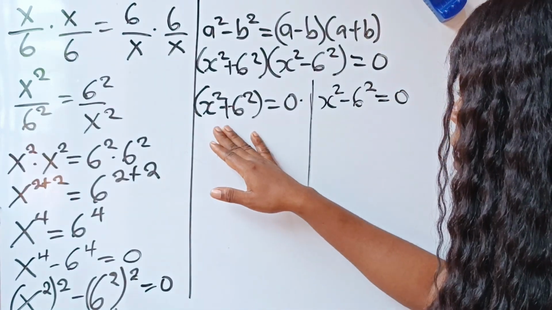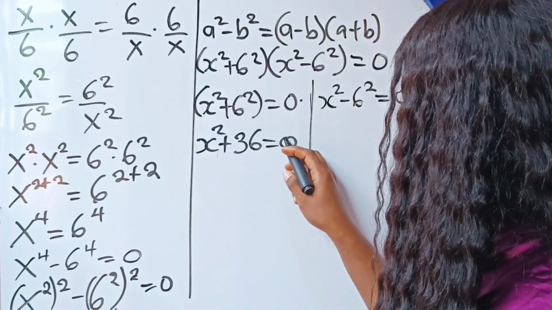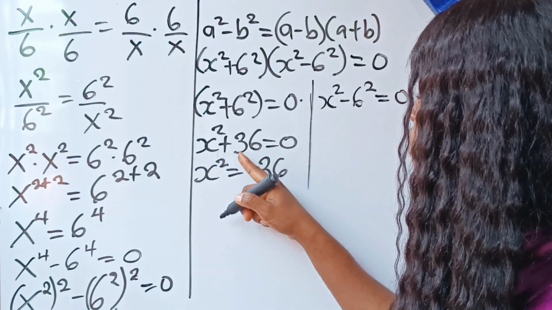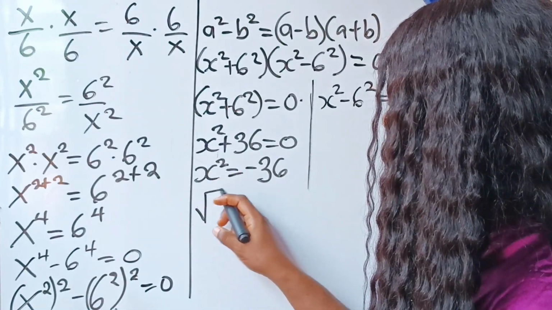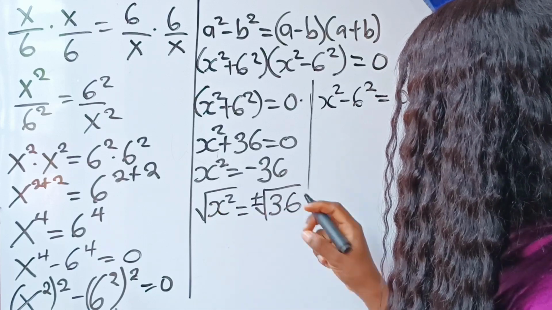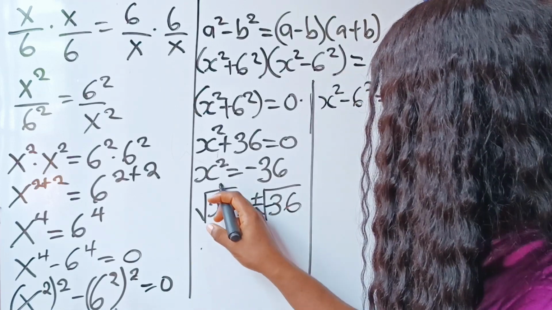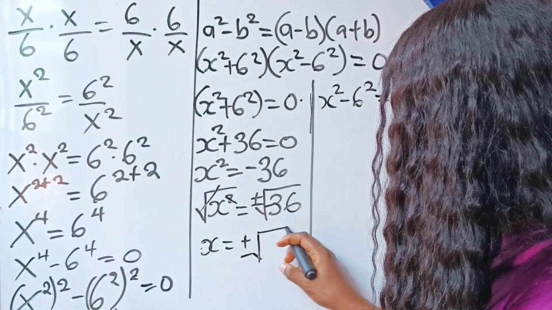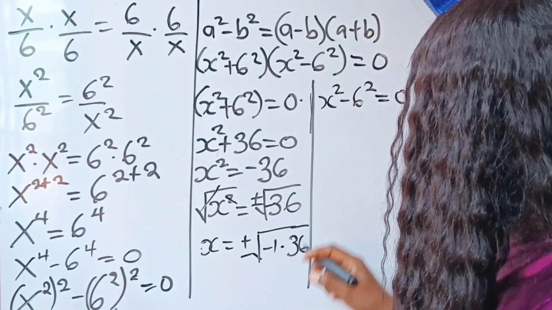So from here we can see x squared plus 36 is equal to 0. So x squared is equal to minus 36. If this plus 36 crosses, it becomes minus 36. Now to get the value of x, we are going to take square roots of both sides. So when we take square roots of both sides, we cancel this, and we have that x is equal to plus or minus the square root of minus 36. Now this can be expressed as minus 1 multiplied by what? 36, right?